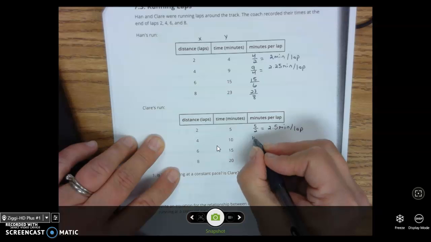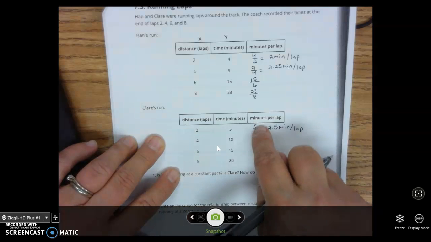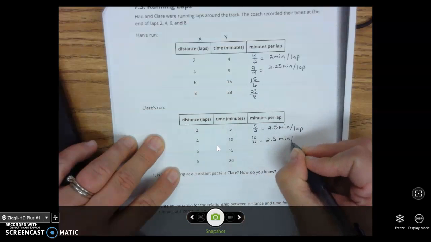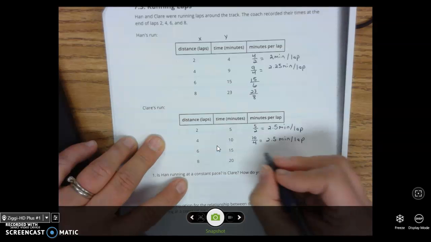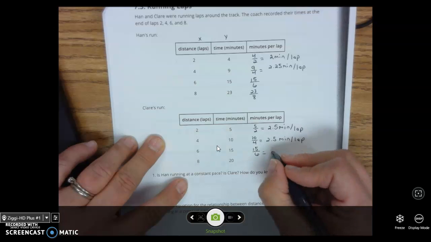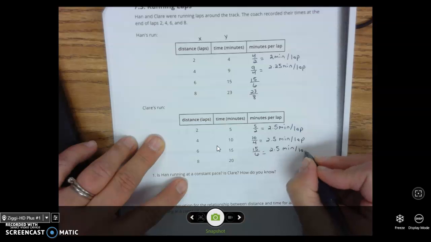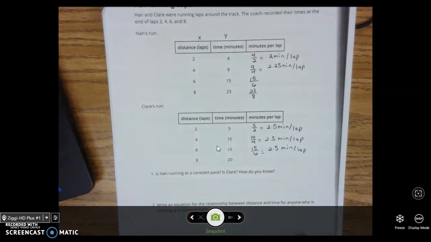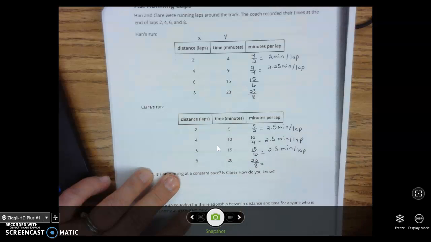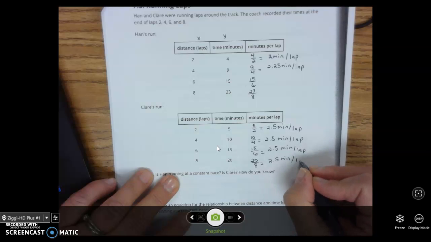In 10 minutes, she ran 4 laps. 10 divided by 4, oh, I can tell. That's the same thing as 5 over 2. That's 2.5 minutes per lap. 15 over 6. 15 divided by 6 is 2.5 minutes per lap. And if we do 20 divided by 8, we get the same thing, 2.5 minutes per lap.